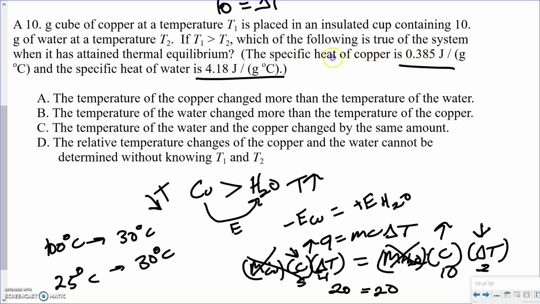So both of these substances are gaining the same amount of energy, meaning their Q's are equal to each other, but that means the amount of energy gained by copper, or lost by copper in this case, is going to change the temperature quicker or more readily than the amount of water is going to. So if we go back through and look at our answers, copper is going to change more than the temperature of water. So that's going to be our answer. It's very tempting to answer C here because we see temperature is the same. Temperature is not the same thing as energy.